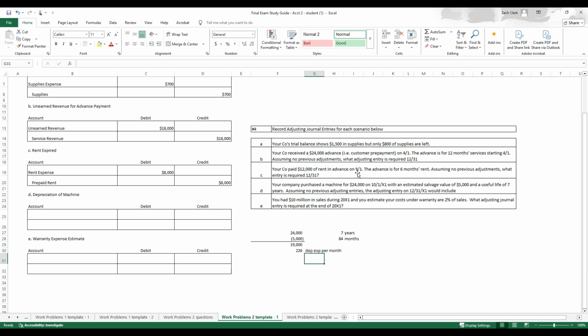And then we just need to look and say, okay, how many months do we need to record for it? Since we started using the machine on 10/1, we're going to count the month of October as one of the months. So October, November, December is the time frame between 12/31 and 10/1, so 3 months. So we just need to multiply this number by 3.